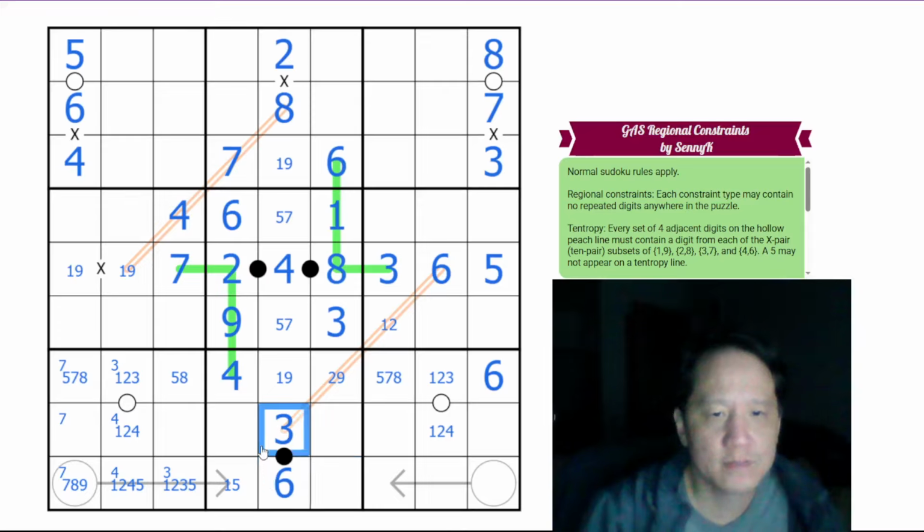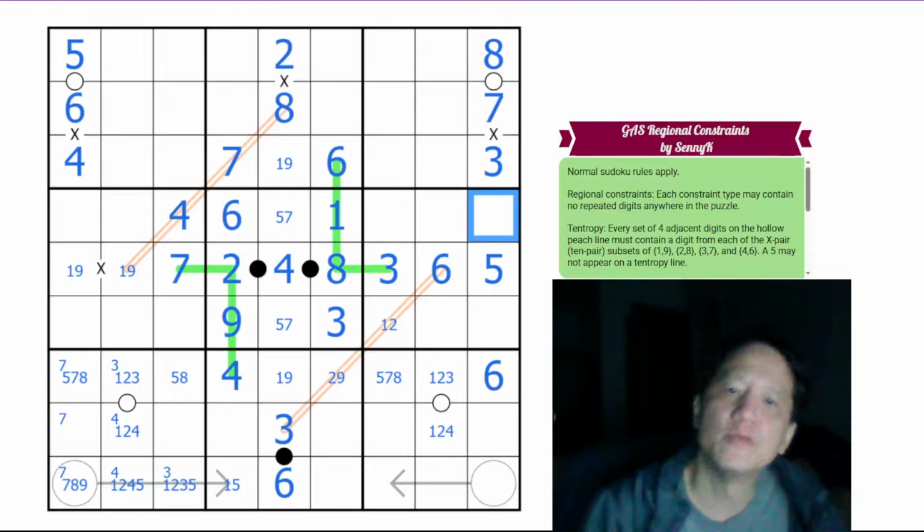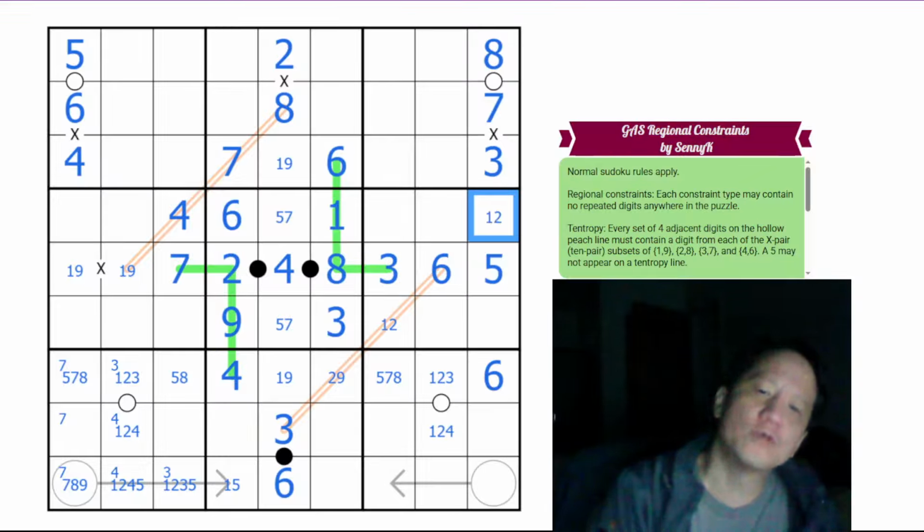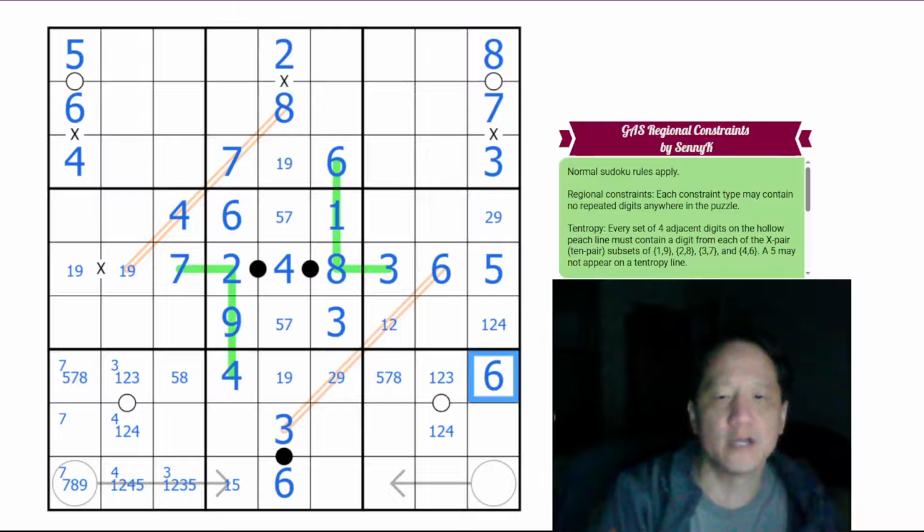Interesting. Remaining digits in column 9. We have 1, 2, 4, 9. No 1 or 4 here. No 9 here.